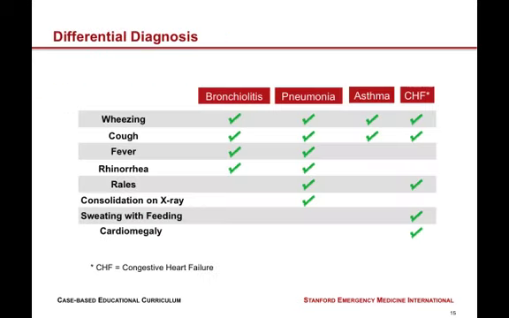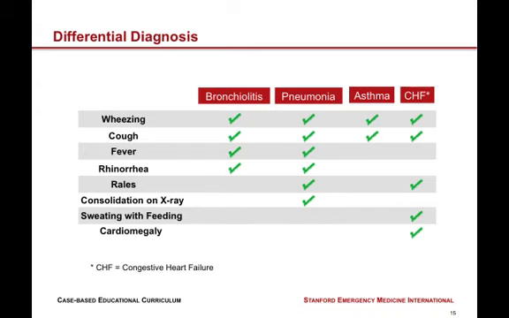So on your differential diagnosis is bronchiolitis, pneumonia, asthma, and congestive heart failure. They each have wheezing and cough, but otherwise they're pretty different. Bronchiolitis and pneumonia are the most similar. They both occur in a child who looks like he has an infectious cause of his symptoms. They have a runny nose, they have fever.